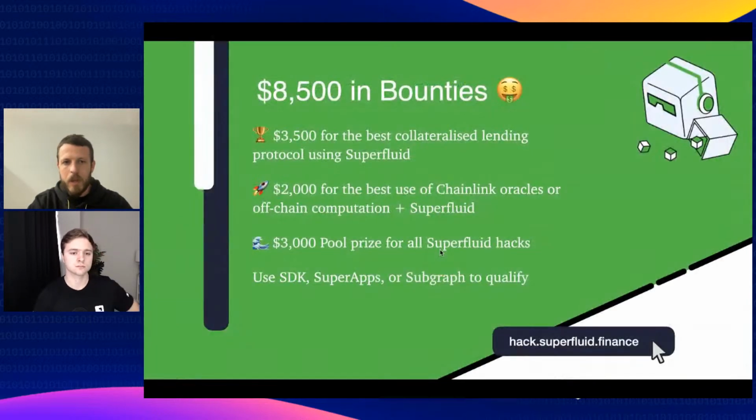Now, for this hackathon, we have two major prizes and a pool prize. The pool prize is $3,000, and that will be spread across everybody hacking on Superfluid. Our top prize is $3,500 for a collateralized lending protocol. So think Compound, Aave, something where I can deposit a collateral and borrow against it. But what we want to see, obviously, with Superfluid is we want to see streaming, right? So we want to be able to borrow in streams.